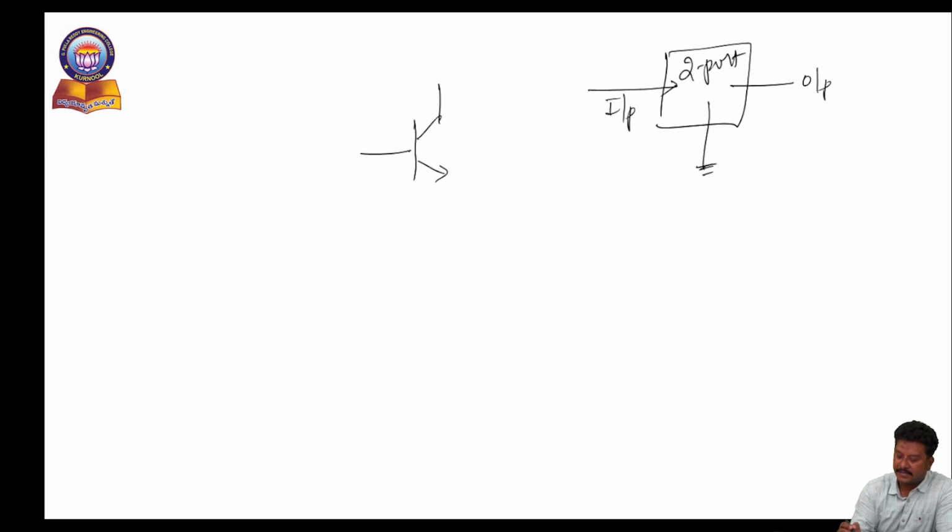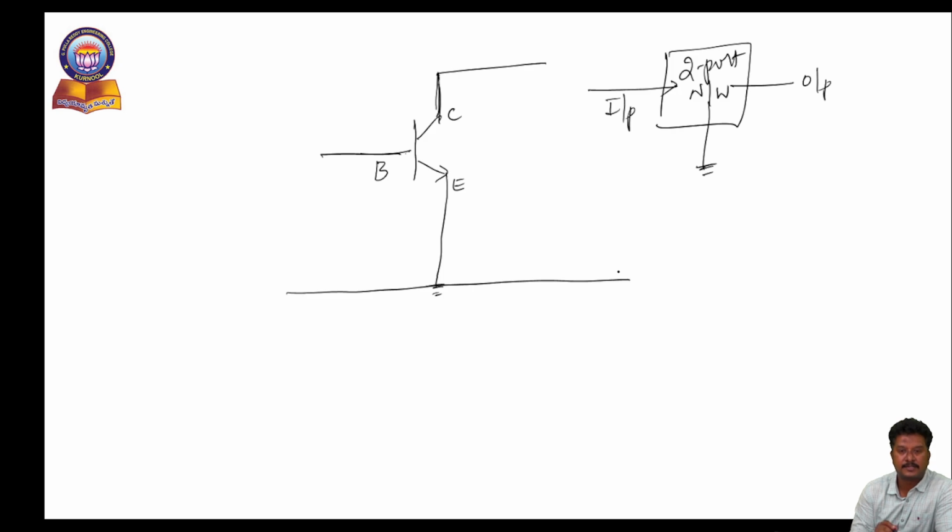So that is the basic condition of a 2-port network. One terminal I am giving as an input, another terminal I am making the ground, which is common between input and output. The other terminal is taking the output. So here the emitter is grounded and I am applying the input to the base. I am taking the output across the collector. That's why I am making it equivalent to a 2-port network. The transistor is equivalent to a 2-port network.